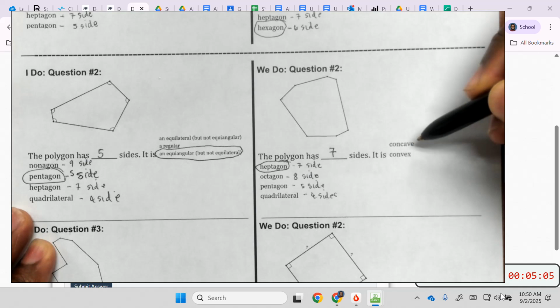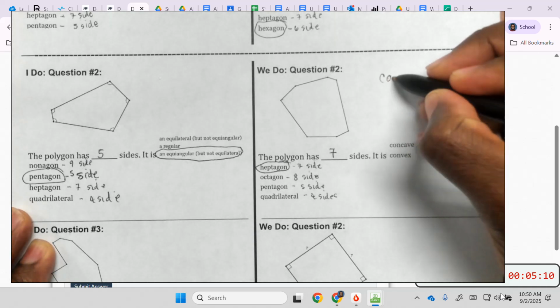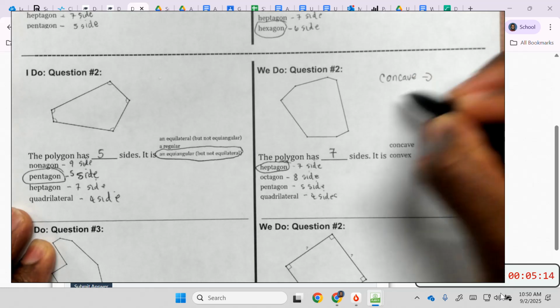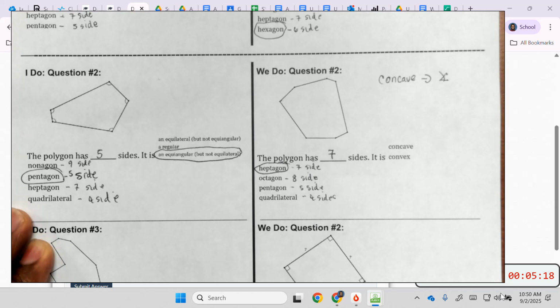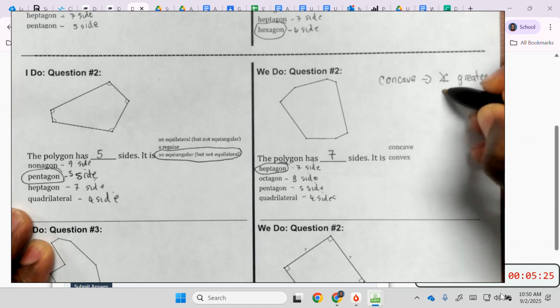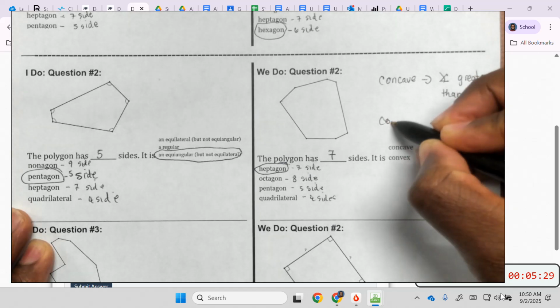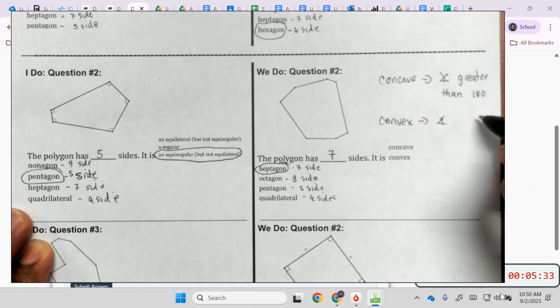Here it says something about concave or convex. So here's a new verbiage. When you think about concave, you're talking about the angles. Concave means that at least one of the angles is greater than 180 degrees. And convex means that at least one of the angles is less than 180.